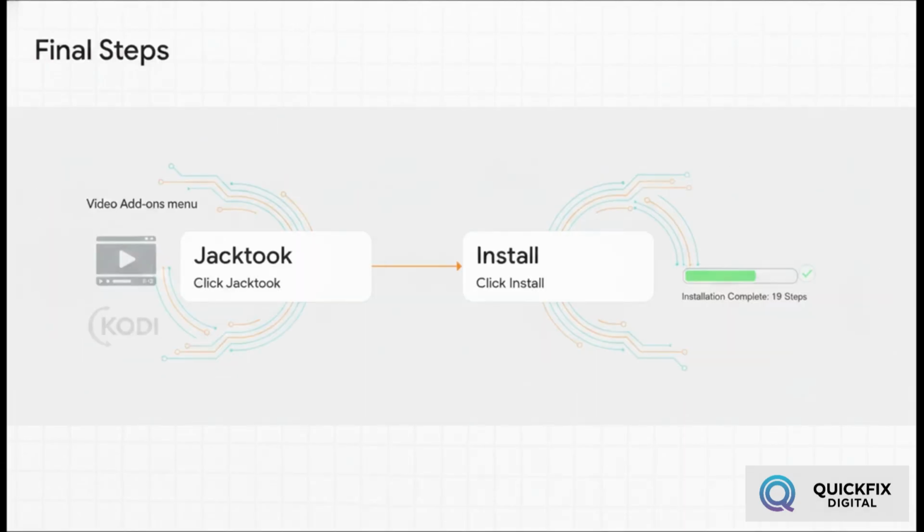And here we are, the final 2 steps of the whole process. In that Video Add-ons menu, you should now see our target software. Click Jacktook, that'll pull up the add-on's information page. Finally, go ahead and hit that Install button. Let the system run its course, and you, my friend, have officially conquered all 19 steps.